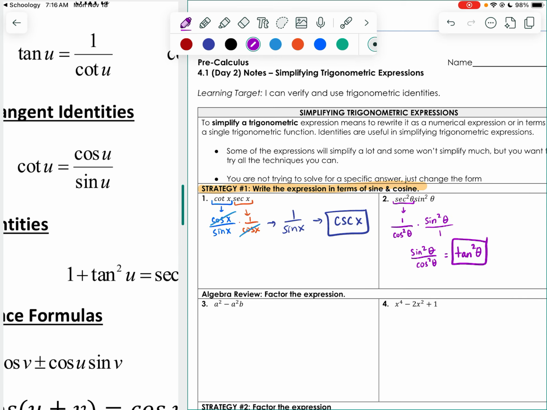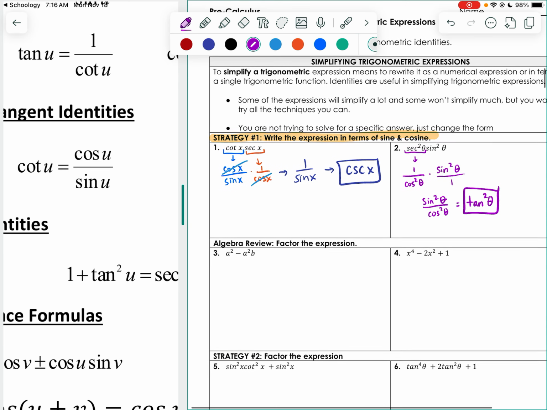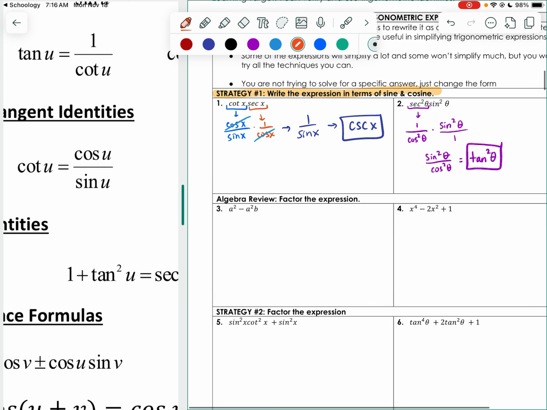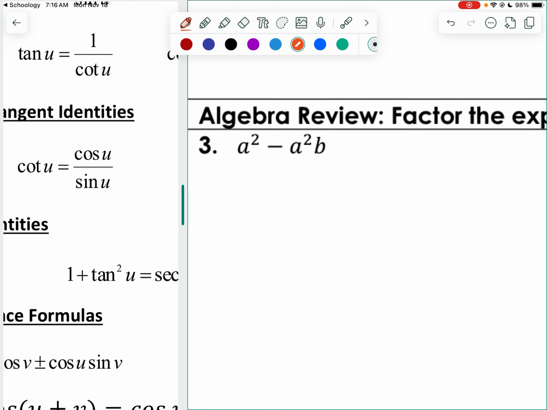So that's strategy 1: break it up into sines and cosines. Sometimes that may not help you very much. It might just not get you anywhere. So another strategy might be to factor. Let's just do a little factoring practice first.